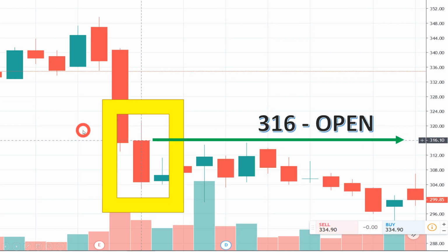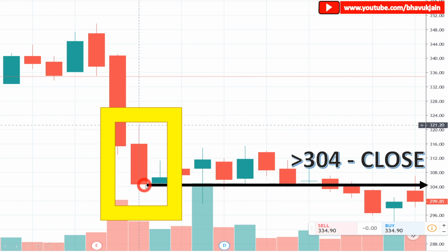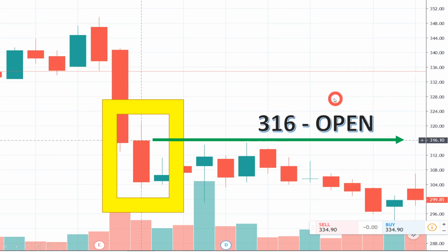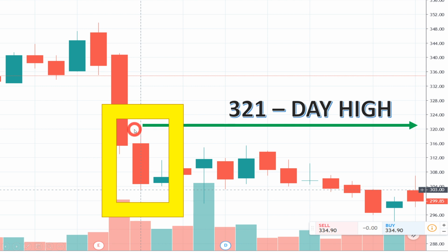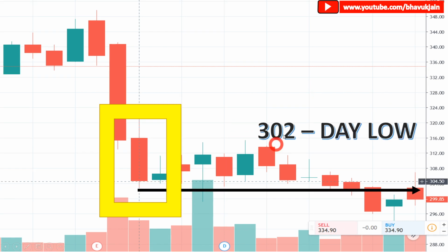Now I will show you an example of a bearish candle. The bearish candle, as you know, opens at the upper side of the body. It opened at 316. It closed at 304. So the opening price is greater than the closing price. It is a bearish candle. It made a high up to this point of the wick, that is 321, and it made a low of 302. That was the day low. That's how you plot a bearish candle.